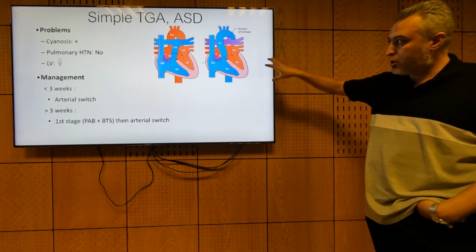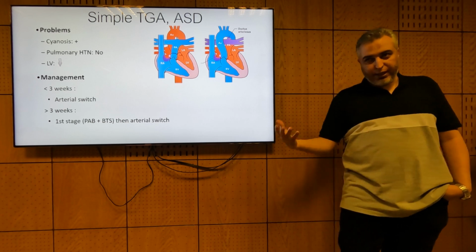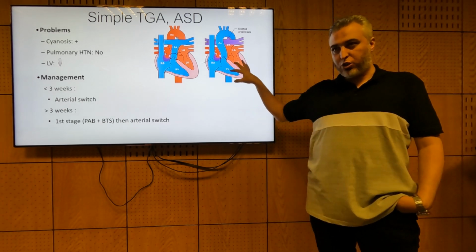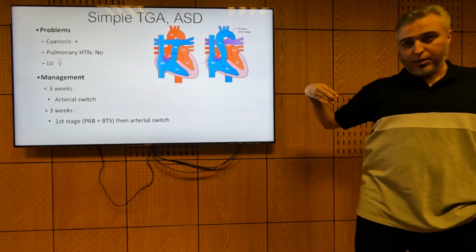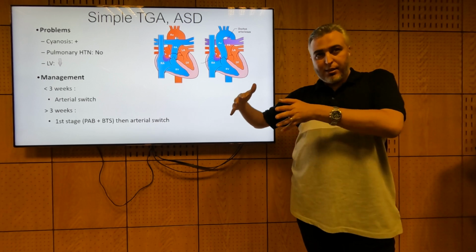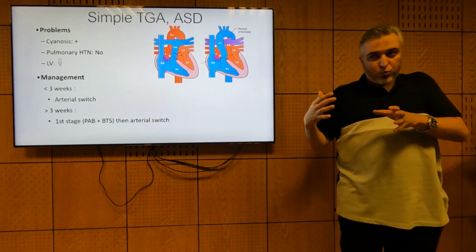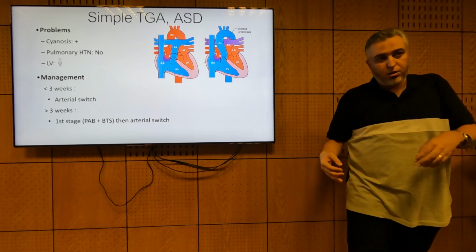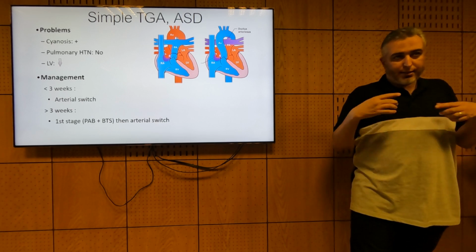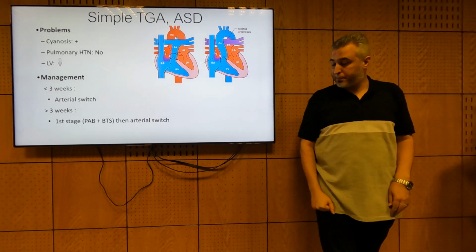So after doing this operation, you expect the LV to get training. The LV mass would increase. The pressure in that ventricle will be higher. And then you wait for a period. And after that, you reassess, is that left ventricle conditioned or not? And once that ventricle becomes conditioned, you do the arterial switch operation, and then take down the band and the shunt. No longer needed. Okay?